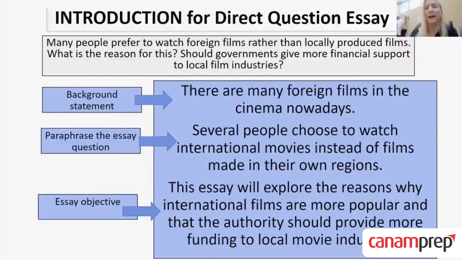As an essay objective, I've used the usual phrase: this essay will explore the reasons why international films are more popular and that the authority should provide more funding to local movie industries. So in this case, I've given my main idea as a response to the second question, but of course I've answered both questions too. So keep that as a template for the direct question essay, because that's a tricky one.